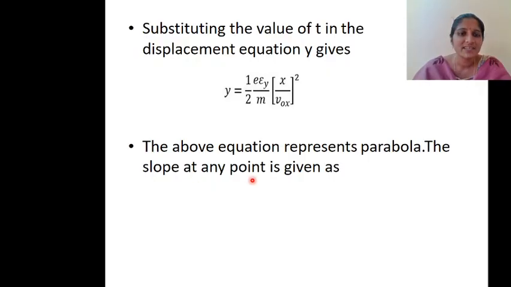The slope at any point is given by, to calculate the slope, what is the formula? Slope is dy by dx, that is tan theta. If you differentiate the above equation with respect to x, you will get dy by dx equal to eEy x by m Vox squared.